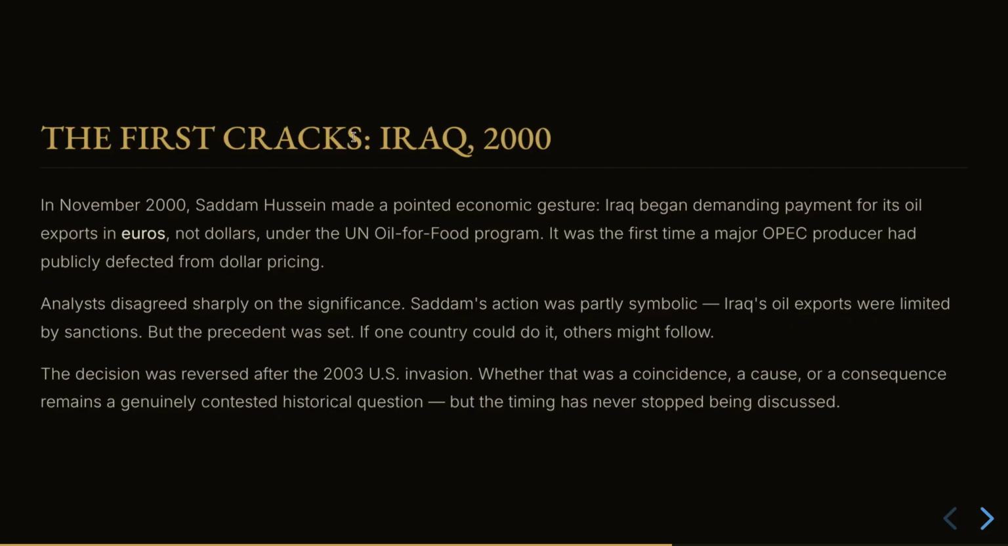The first cracks appear in Iraq, 2000. In November 2000, Saddam Hussein made a pointed economic gesture. Iraq began demanding payment for its oil exports in euros, not dollars, under the UN Oil for Food program. It was the first time a major OPEC producer had publicly defected from dollar pricing.